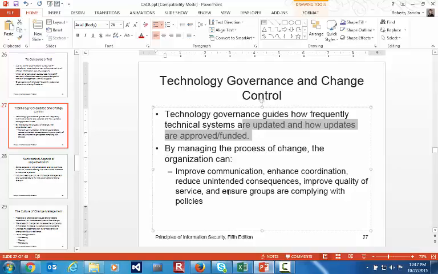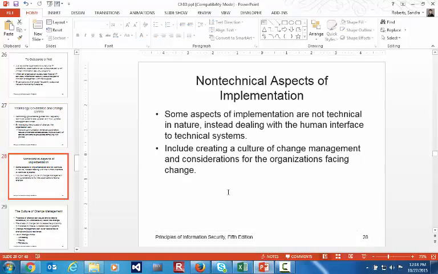Managing that process of change to improve communications, enhance coordination, reduce unintended consequences, and sometimes you don't know what all those might be at the beginning when you're setting that plan up, so it has to be a little bit flexible. Improve quality, and make sure that everybody is complying with the policies that you put out at the beginning. And then there is the non-technical.